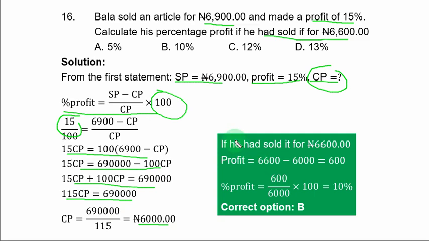So if he had sold it for 6,600, profit is selling price minus cost price. The cost price is 6,000. So on that transaction, the profit is 600, and percentage profit is profit over cost price times 100. That is 600 over 6,000 times 100, and that simplifies to 10%. B is the correct option.